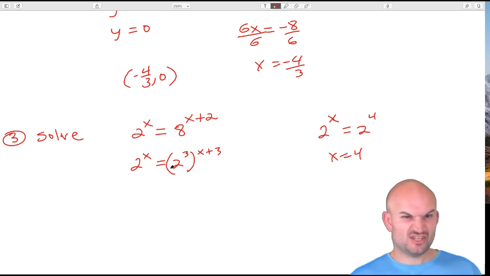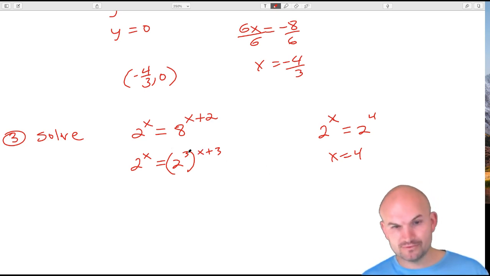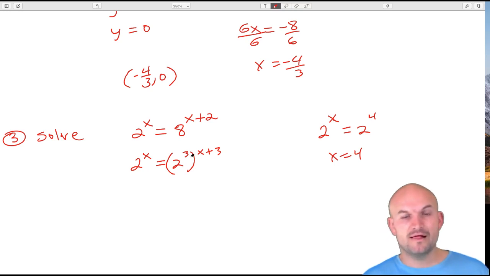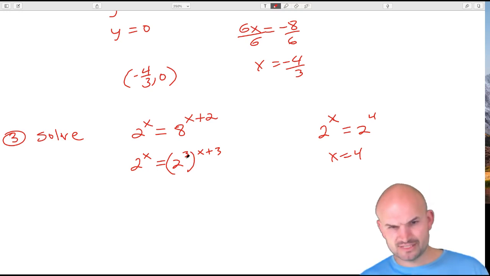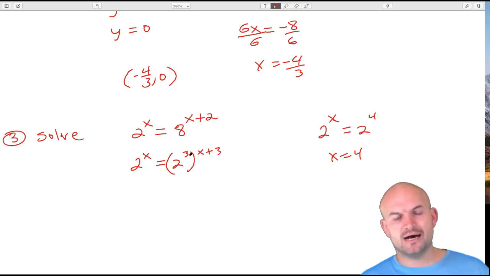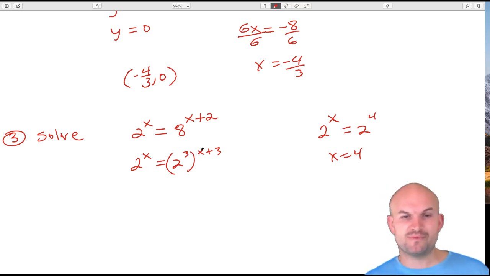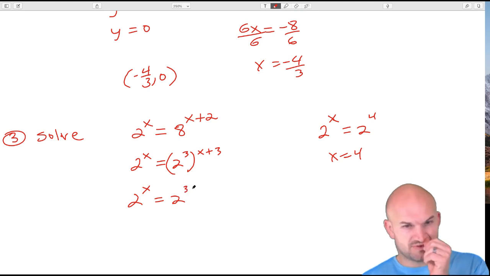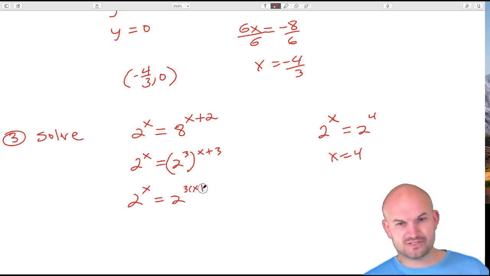There's nothing wrong with rewriting 8 as 2 cubed. Then, using the rules of exponents, when you have a power raised to another power, you just multiply the exponents. So this is going to be 2 to the 3 times x plus 3. Just make sure you put parentheses on there because you need to distribute that.